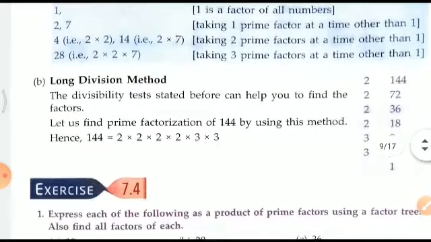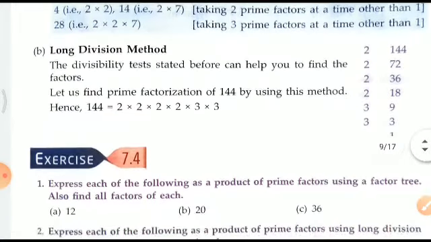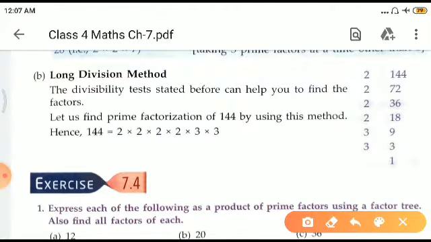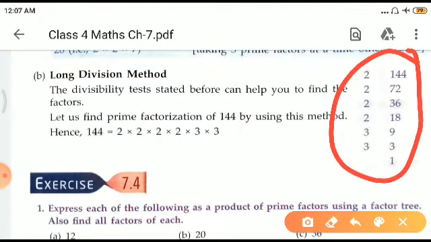Now there can be a long division method also. See here, where we keep on dividing the number. See 144. See children, this is the long division method which I want you all to see. 144 divided by 2 we get 72, then 72 divided by 2, and keep on. 2 and 3 are the prime numbers, right?